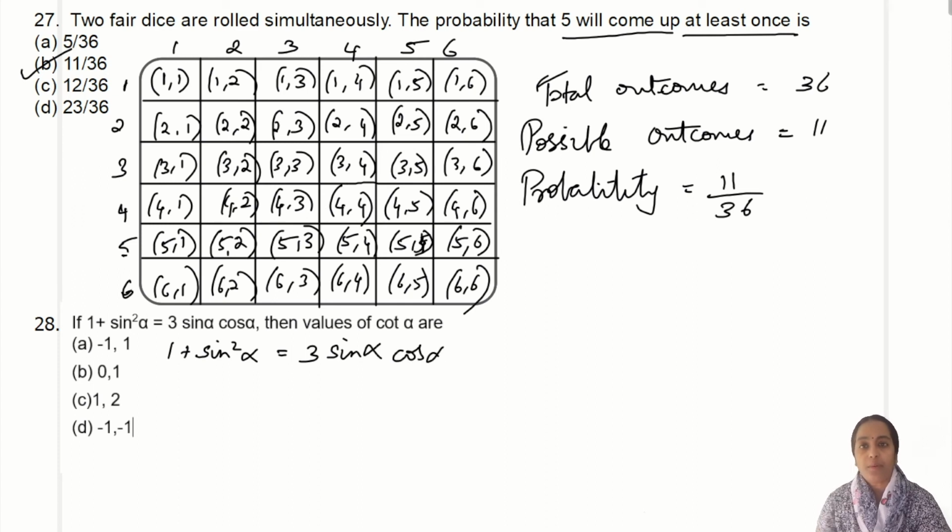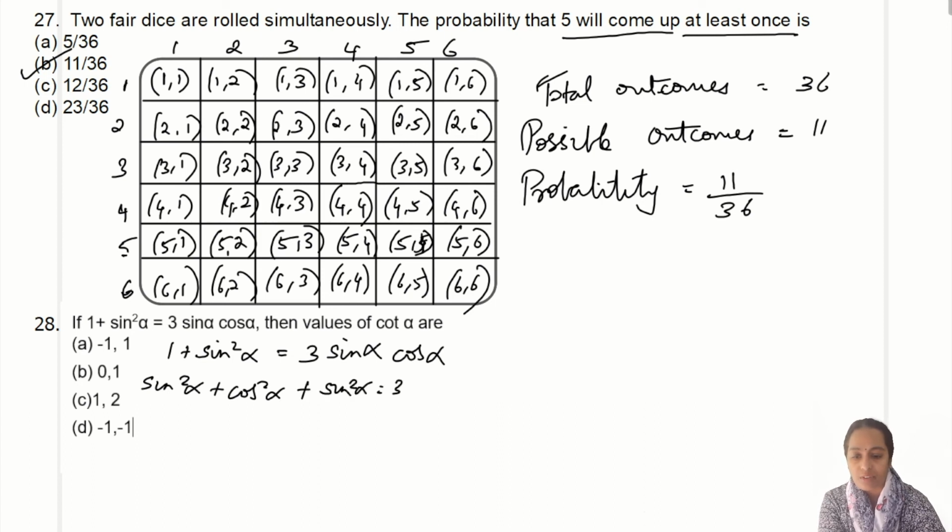So what can I do in place of 1? We have the identity in trigonometry, children. Sine square alpha plus cos square alpha is 1. Shall I substitute it here? So in place of 1, I can have sine square alpha plus cos square alpha. Then again another sine square alpha equals 3 sine alpha cos alpha.